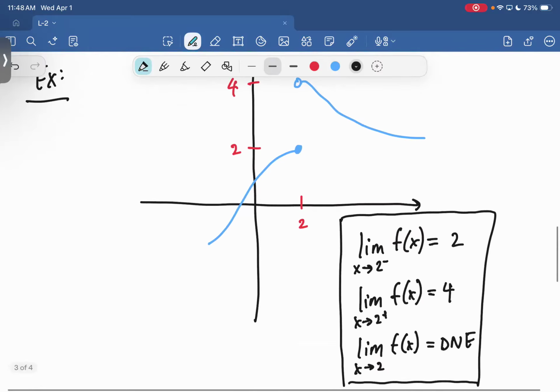Okay, here's another example. For this function here, the left-sided limit is 2, the right-sided limit is 4, but the limit itself does not exist because 2 does not equal 4. Thus concludes my lecture.